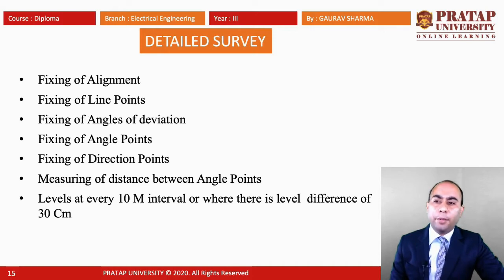For this detailed survey, the points we have to focus on are the fixing of the alignment, fixing of line points, fixing of angles of deviation where our line is deviating, fixing of angle points, fixing of direction points, measuring the distance between angle points, and the level at every 10-meter interval or where there is a level difference of 30 centimeters. So we have to consider all these points and fix them.